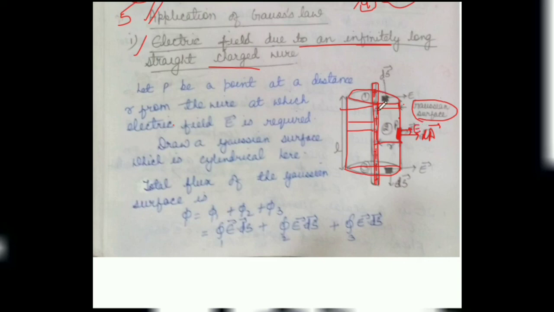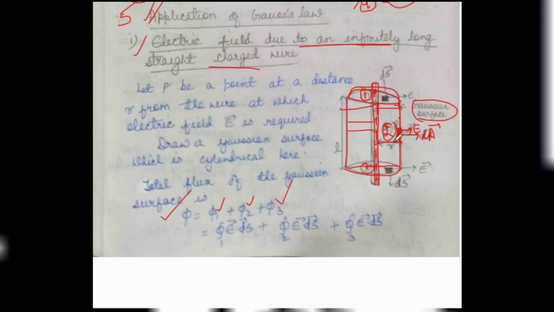You have to find the electric field at this point due to the whole charged wire. Suppose this is one surface, this curved surface is another, and this base is another surface. There are three surfaces: top, bottom, and this curved surface. Now we have to calculate flux through all these three surfaces. The total flux through the Gaussian surface is the flux passing through each surface: top, bottom, and the curved surface, so the total electric flux is phi1 plus phi2 plus phi3.